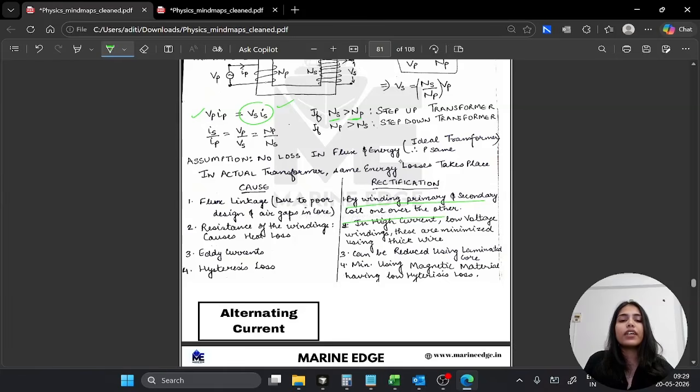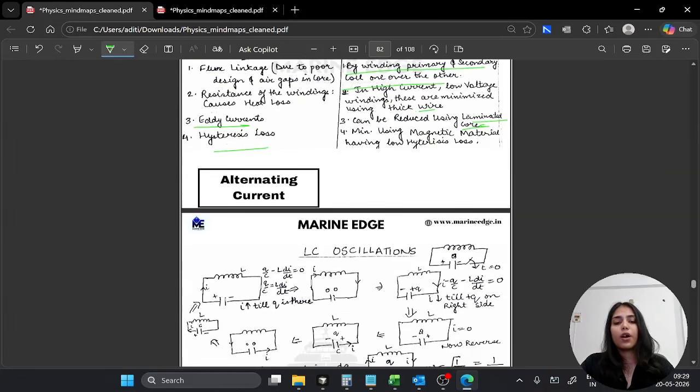Then resistance of winding causes heat loss. So in high current, low voltage windings, these are minimized by using thick wires so that there is no heat loss. Eddy current, what is eddy current? Eddy current happens because large sheets gain current in themselves. That can be reduced using laminated cores. And then there's hysteresis loss. That can be minimized using magnetic material having low hysteresis loss.